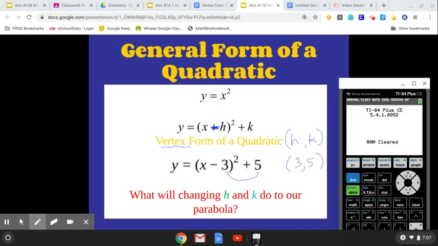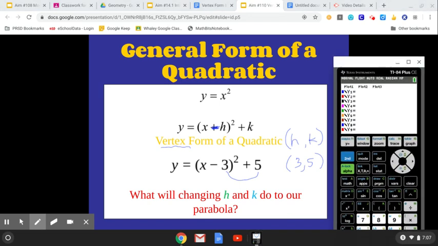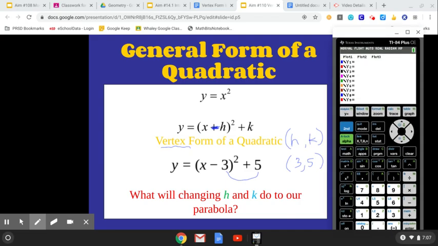In fact, I'm going to type in the one that we just did, just so you can see that the turning point is at 3, 5. So I'm going to do x minus 3 squared plus 5. Now I'm just going to look at the graph, and you'll see for yourself. Look where that turning point is. It's about over 3 and up 5. That's the minimum value on that thing. And I got that by simply looking at the equation in vertex form.